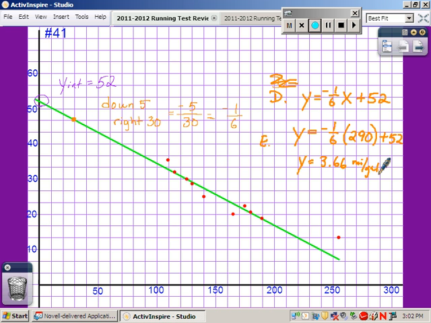F says, tell whether the correlation is strong or weak and positive or negative. I think because it's downhill, it's pretty clear to see that it's negative. And because the dots are relatively close to the line, they're not really spread out, I would call this a pretty strong correlation. So this to me is a strong negative.